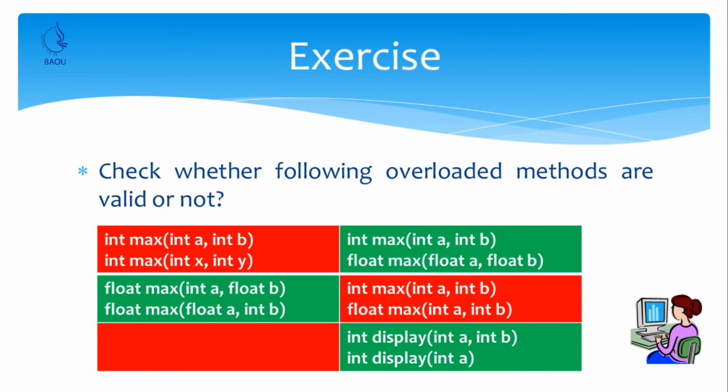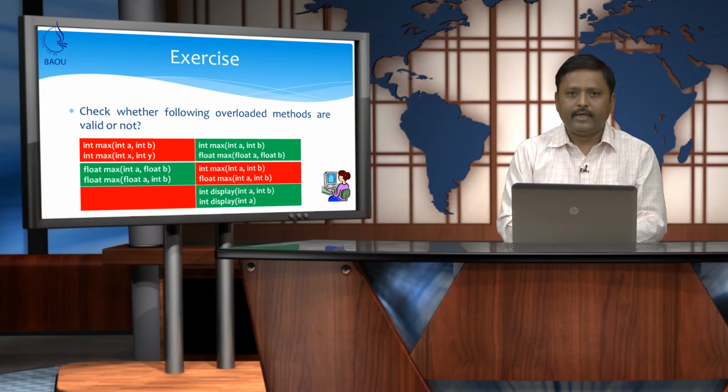Still, the compiler can distinguish between these two, because the number of arguments is the same, their types are the same, but the sequence is different. So, the compiler can easily determine which method to call based on the arguments provided. So, this is also a valid definition.